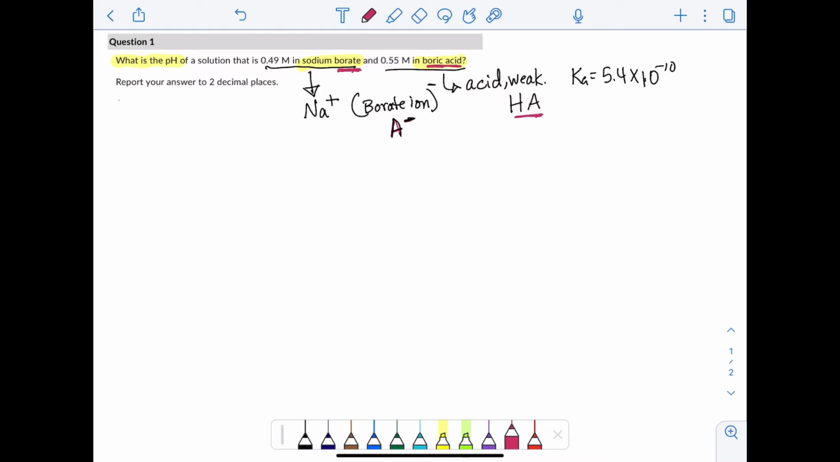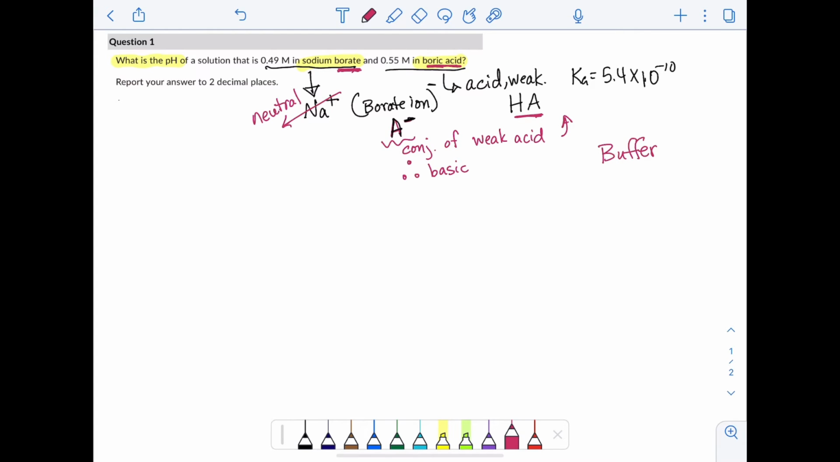Once I decide I have a salt, I look at the ions and decide if each ion is acidic, basic, or neutral. This guy is neutral, which means I can ignore it. This guy is the conjugate of a weak acid. Which weak acid? Boric acid. So it is basic. Therefore he is basic. He's a weak base. I have two things in my container, boric acid and the borate ion, a weak acid and a weak base. The next question is, are they conjugates or not? Yes, they are conjugates. This is a buffer problem.